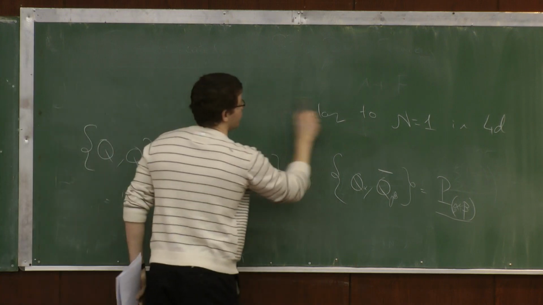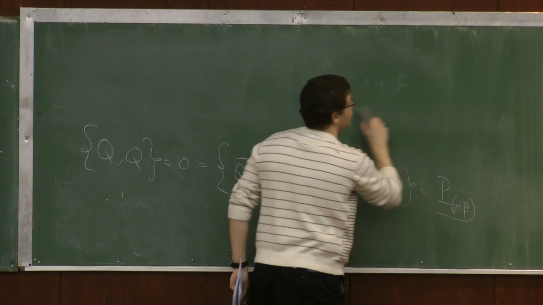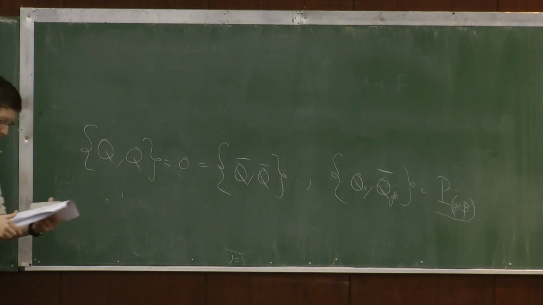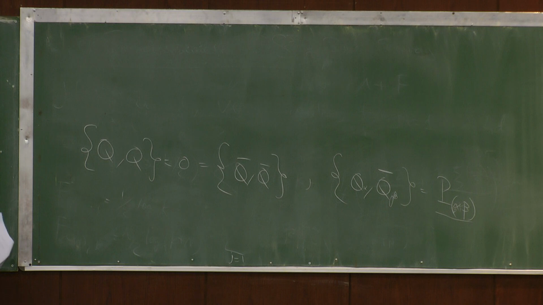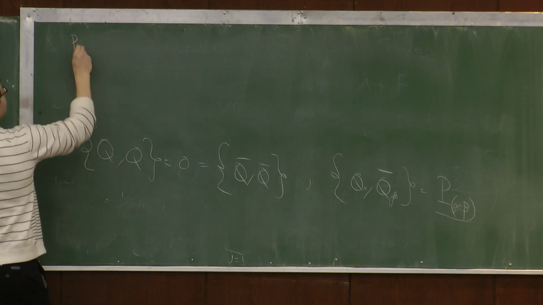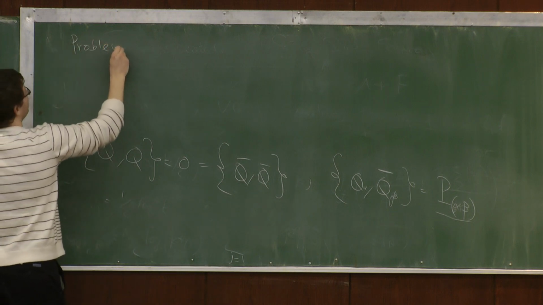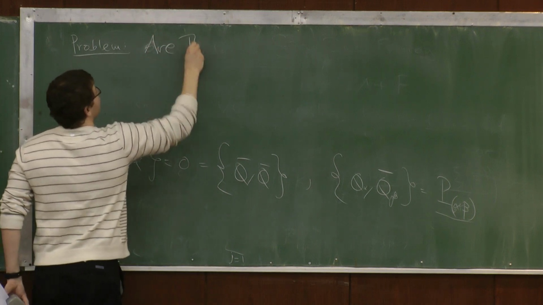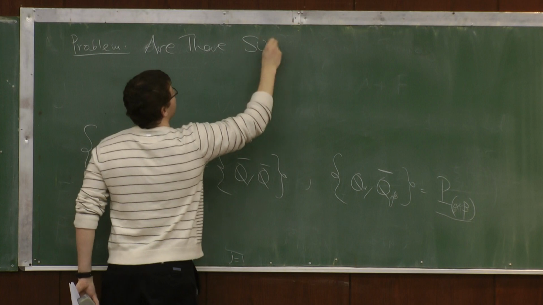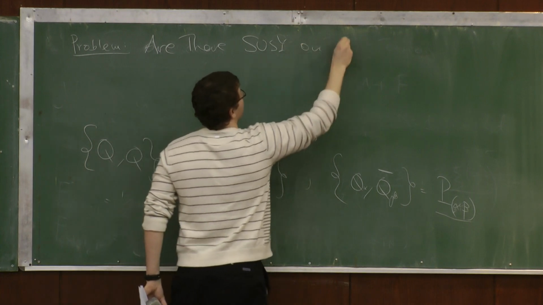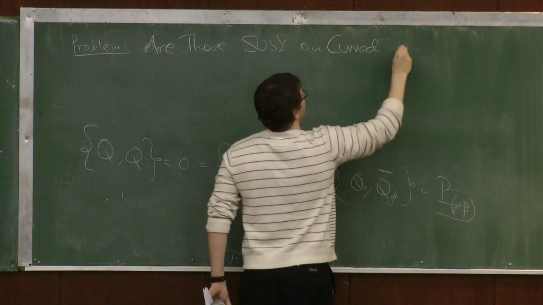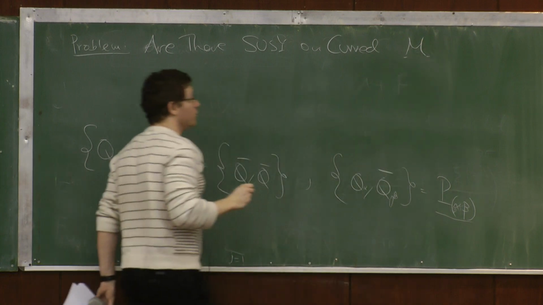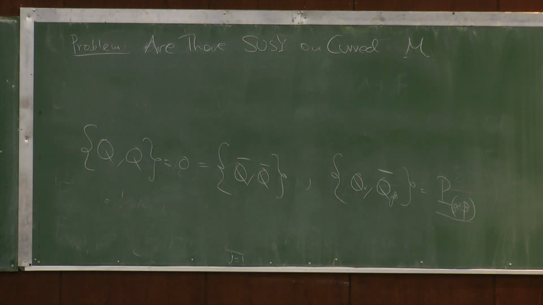So the problem in general that I want to address, and I won't give you a solution to this problem because the solution is not yet known, is how to study: are there supersymmetric theories on curved manifolds? Curved manifolds, which I denote by the letter M. So the big question is, can you write a supersymmetric theory on a curved space?